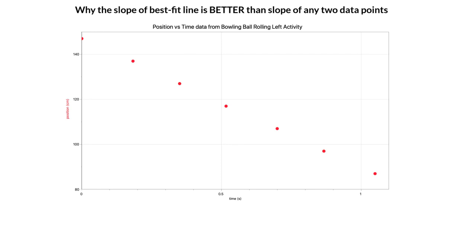So I pulled a set of data from the pivot bowling ball rolling left activity we did earlier this year. This was just collecting the position of the bowling ball as a function of time. This data, just by eyeballing it, looks pretty linear. It looks like the position is proportional to the time. But you'll notice that I have here 1, 2, 3, 4, 5, 6, 7 data points, right? So if I picked 2 data points and calculated a slope, I could get different things. And let's see how that works out.